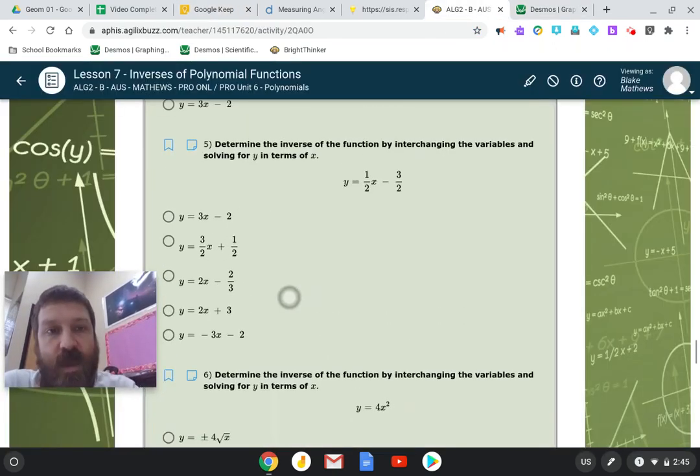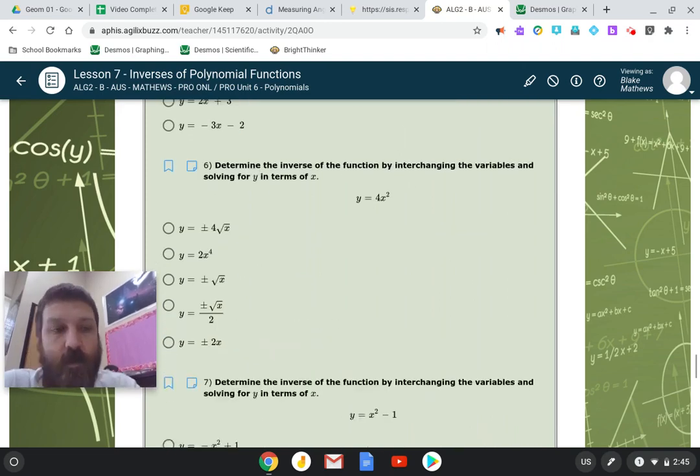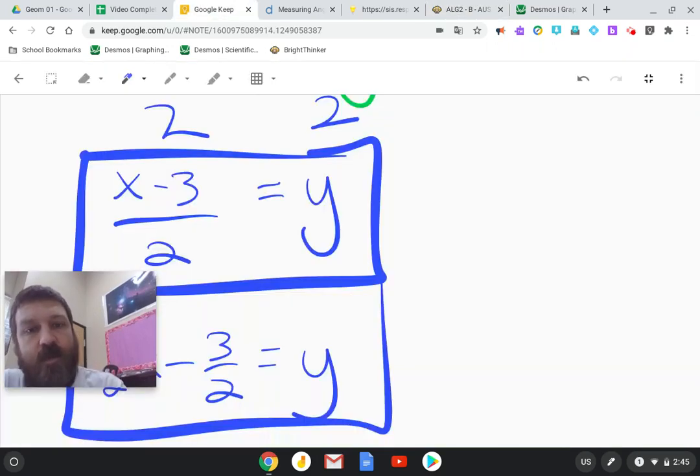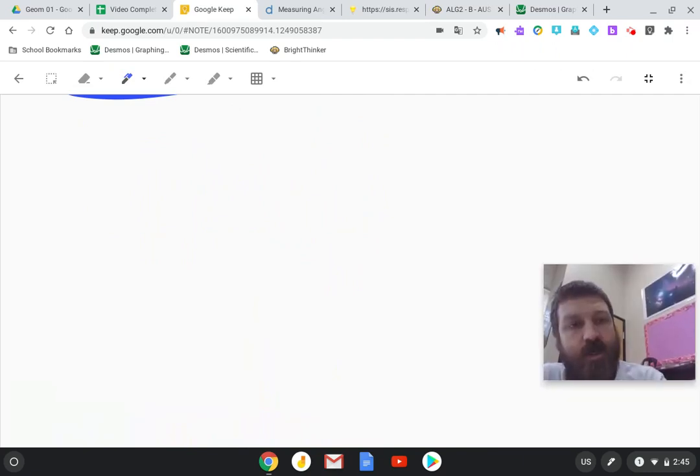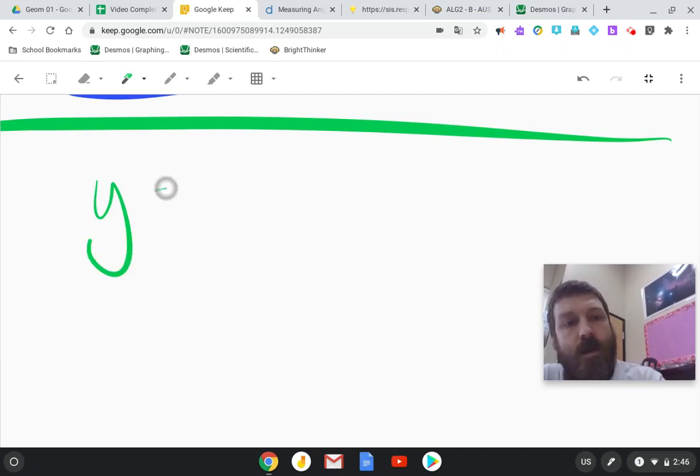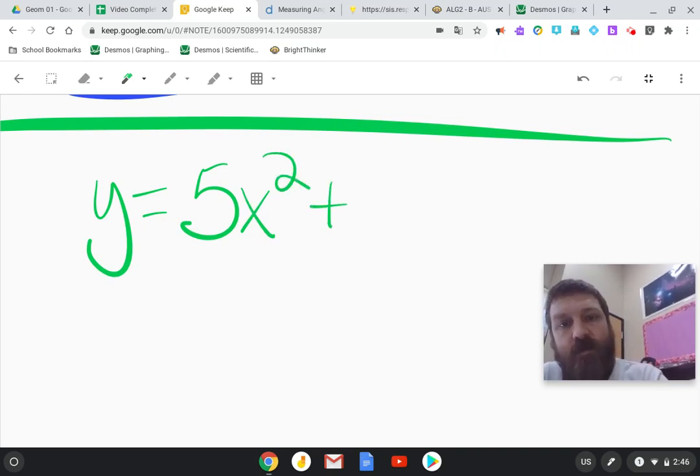So more of the same in number 5. You need to switch the y and the x and then solve again for y using algebra. Same with number 6. Switch the y and the x, solve again. Let's look at a similar example. What if I had the function y equals 5x squared plus 1?